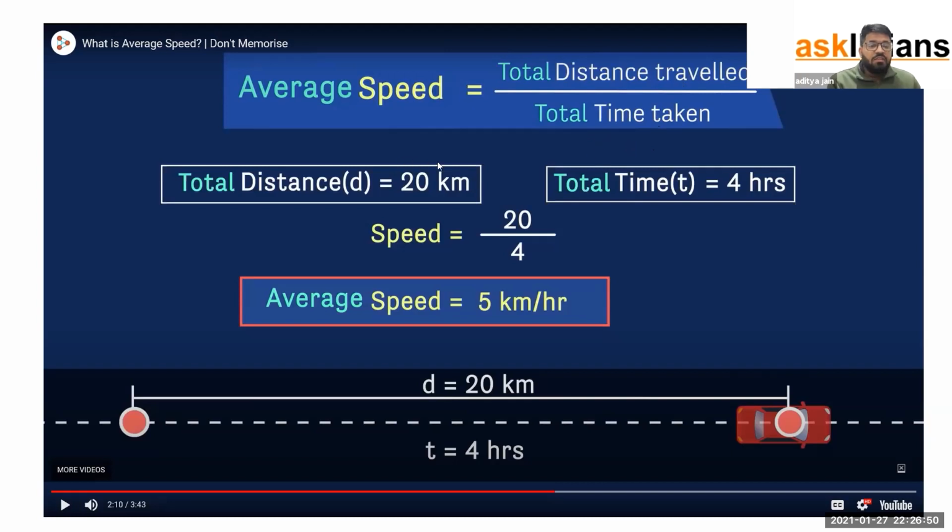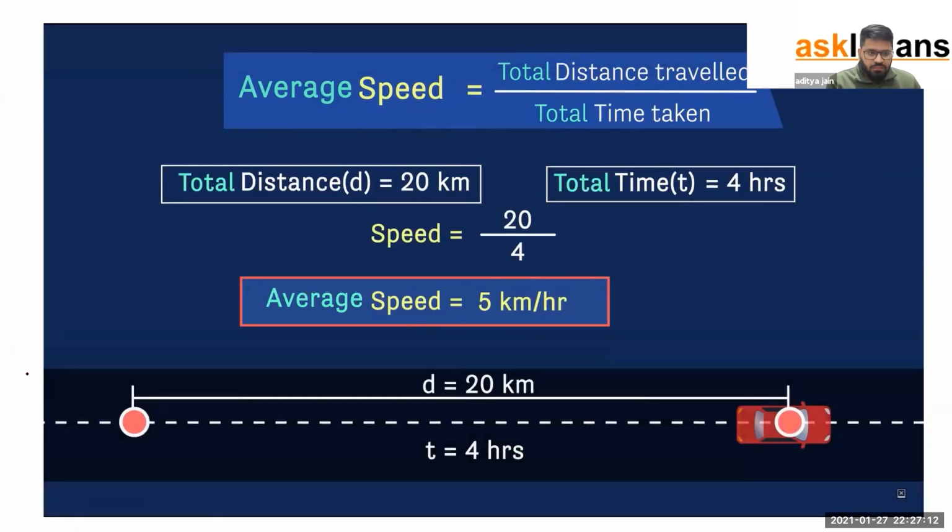So basically we are given the total distance traveled, that is 20 kilometers, and the total time taken, that was given as 4 hours. So whatever we have calculated as 5 kilometers per hour is the average speed, not the speed, because it is not 5 kilometers per hour every time during the entire journey. I'm sure that you're clear with the idea of average speed now.